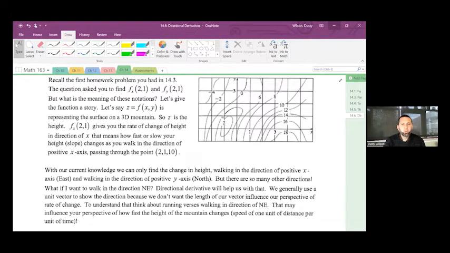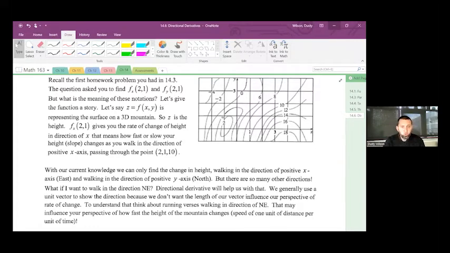With our current knowledge, we can only find the change in height walking in the direction of positive x, that would be east, and walking in the direction of the positive y-axis, that would be north. But there's so many other directions. What if I wanted to walk in the direction northeast? Directional derivatives will help us with that.